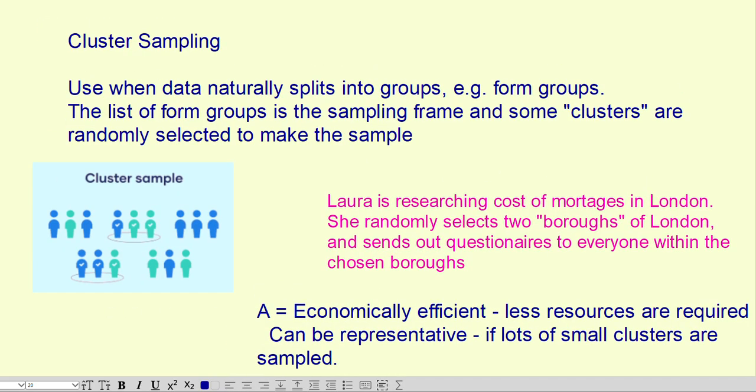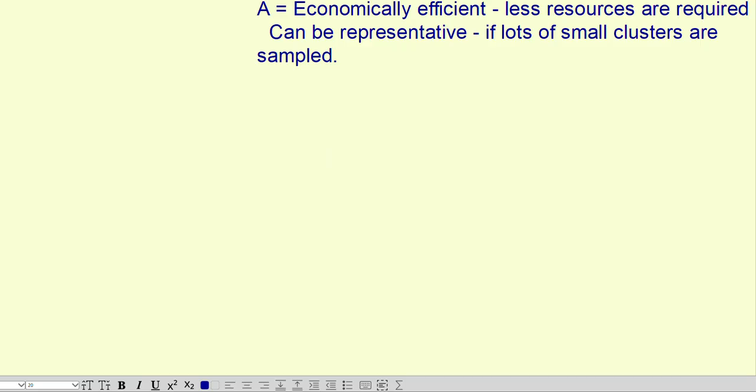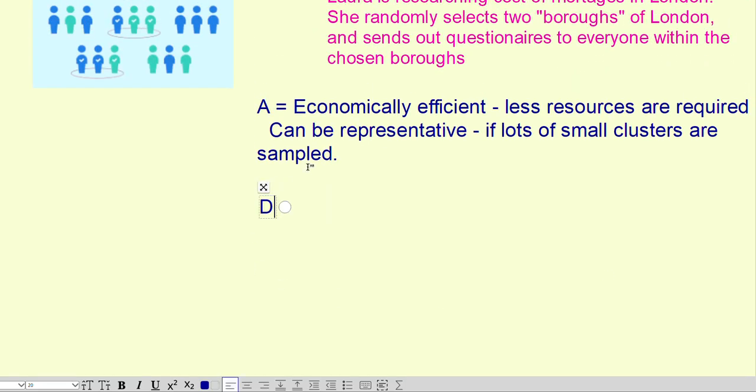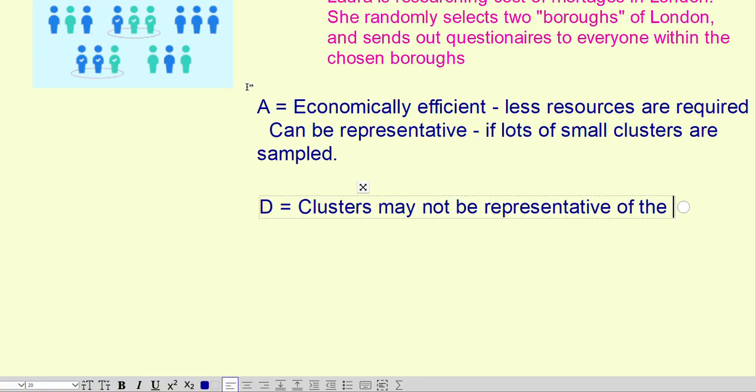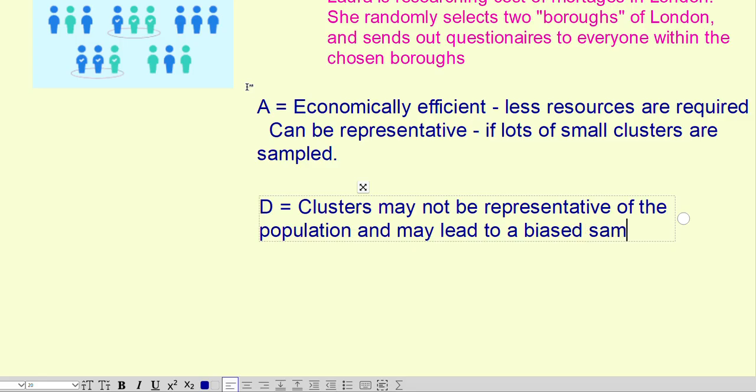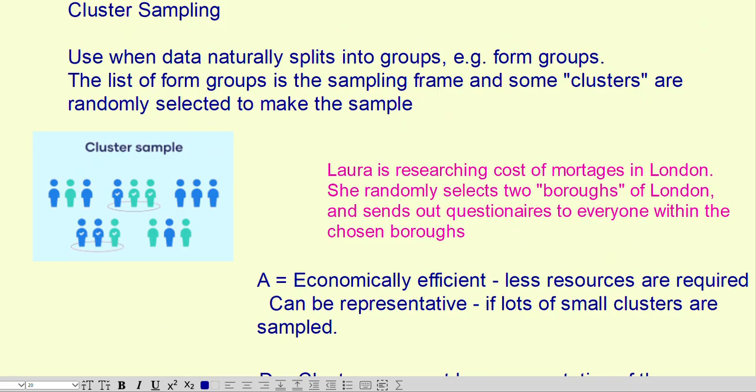Okay, disadvantage though. Clusters might not be representative at all. If, for example, imagine you're only selecting 1 cluster out of 10, there's less chance of it being representative. So disadvantage, clusters may not, we don't know for sure, be representative of the population and may lead, don't say it definitely leads, may lead to a biased sample. Okay. So that's cluster sampling.